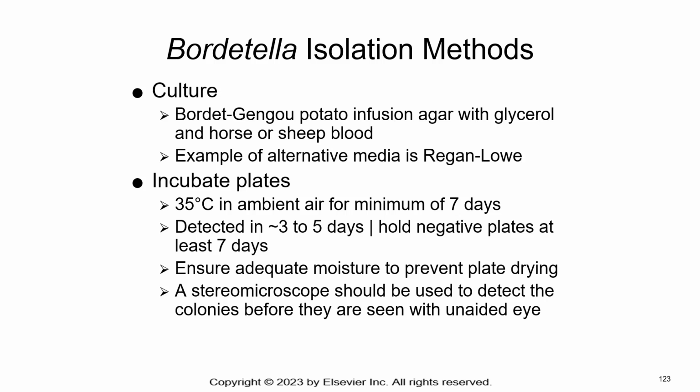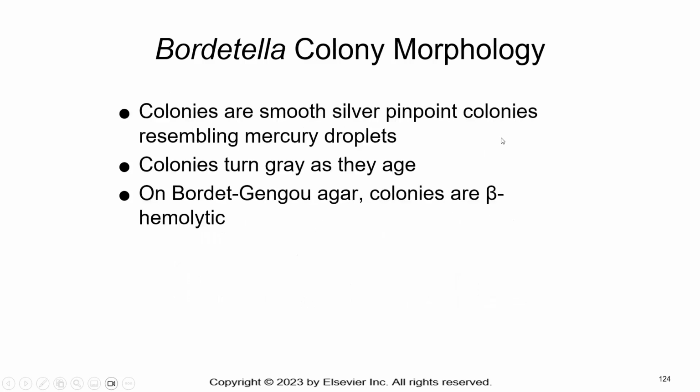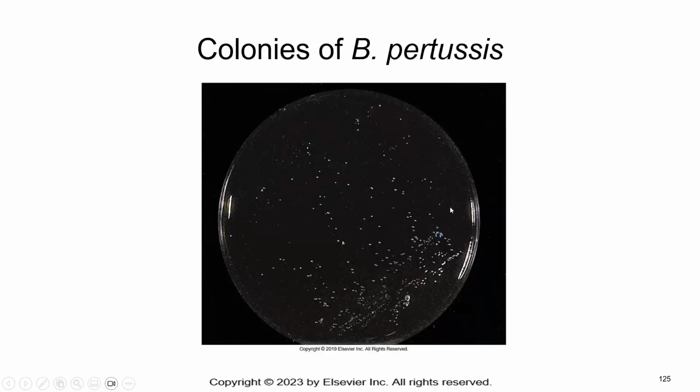For culture, Bordet-Gengou potato infusion agar with glycerol and horse or sheep blood agar. So for Bordetella, this is the agar to know. Colonies are smooth, silver, pinpoint, resembling mercury droplets. On Bordet-Gengou, colonies are beta hemolytic. And this is what colonies look like.